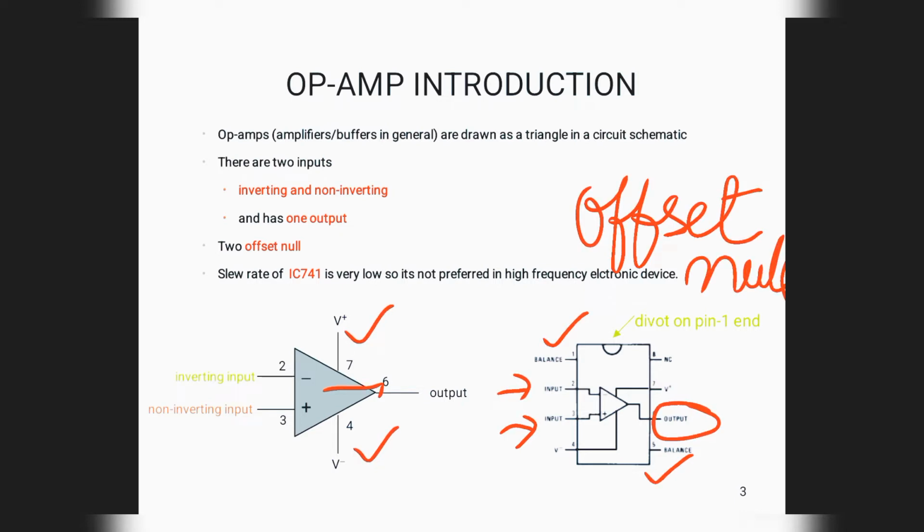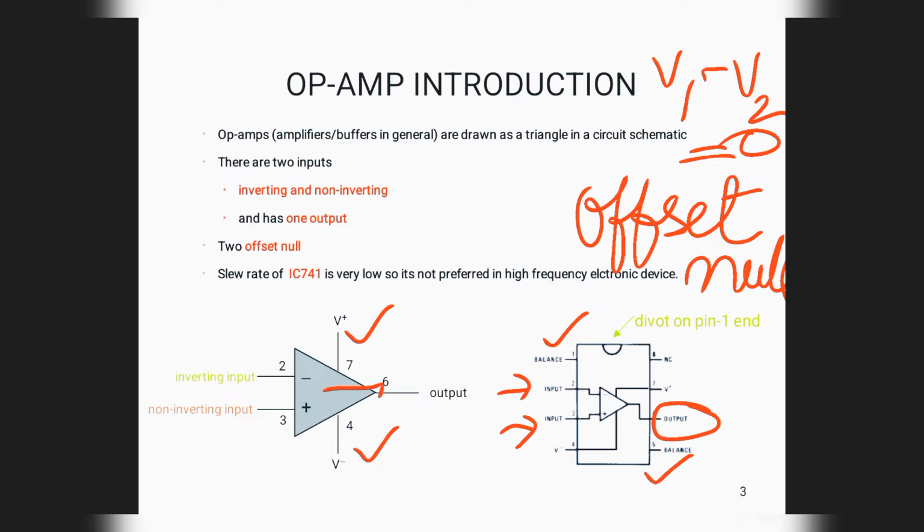The offset null pin helps to maintain the output voltage equal to 0 if the difference of the input voltage is 0. Since we all know that op-amp works on the concept of difference amplifier or difference input, the output always we get with respect to difference of the input. So, if in any case the input is given to be 0, the output should always be 0, but due to some leakage current or instability in the circuit, the output ideally doesn't come to be 0.